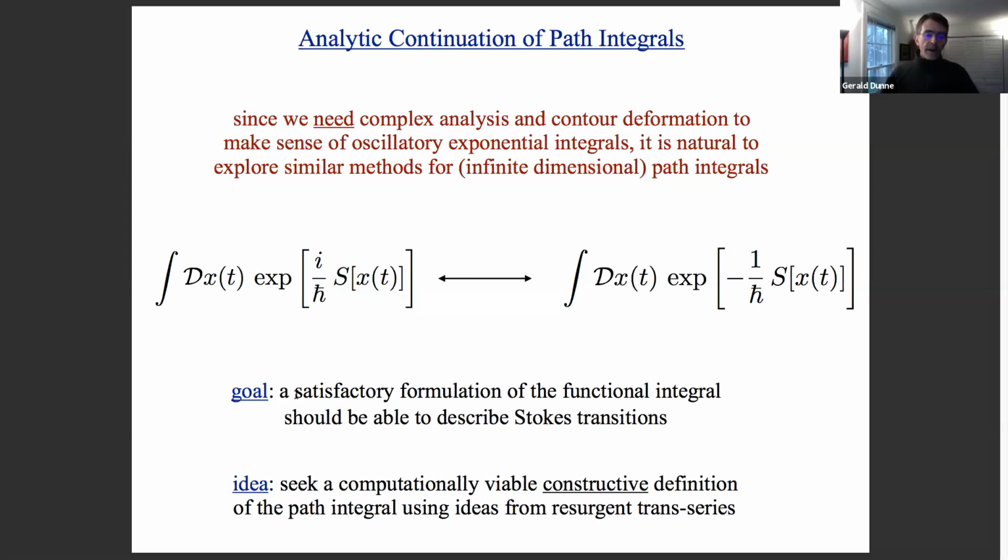So what I mean by a satisfactory formulation of a functional integral is one that should be able to describe these types of Stokes transitions. As various parameters appearing in the action, such as temperature or a background field or some curvature or some chemical potential, are varied, then the relevant saddle points for whatever you're trying to calculate may well change. And your definition of the functional integral should be smart enough to be able to handle that.